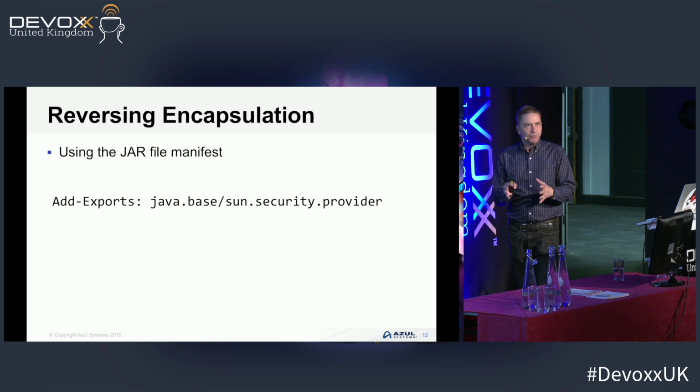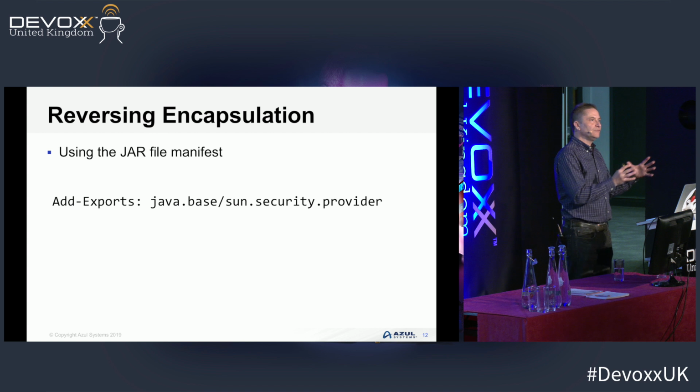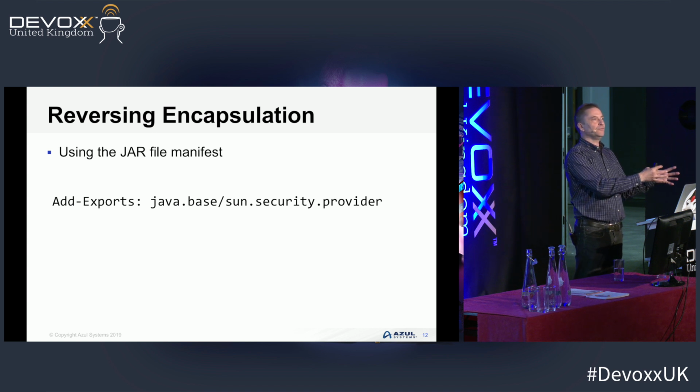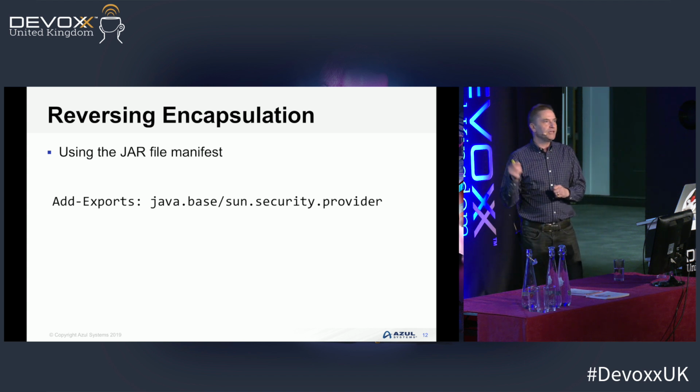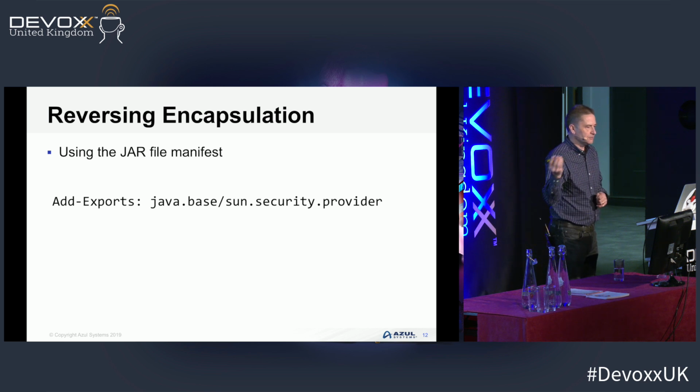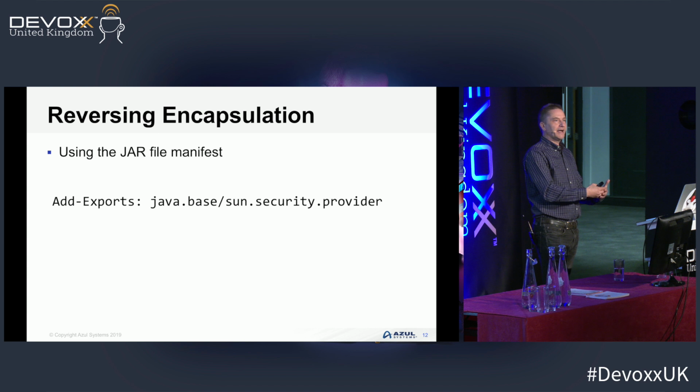To make life even simpler, if you want to set things up so that you can provide a jar file to other developers and not have them have to set up things on the command line, you can include in the jar file manifest the same essential information. So you can do add exports, java.base, sun.security.provider, and that will grant access to the packages in that jar file without you having to specify anything on the command line. So that's a nice thing if you're actually providing a jar file to other developers.